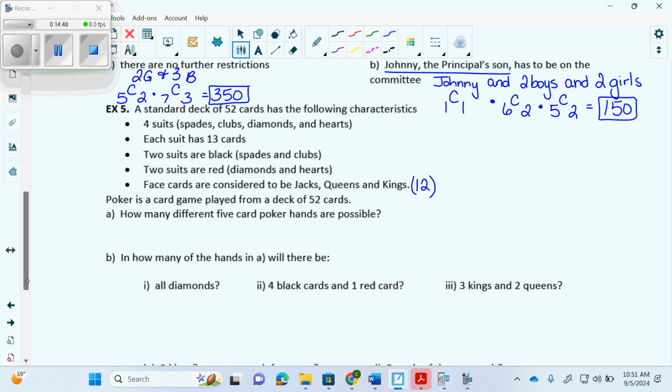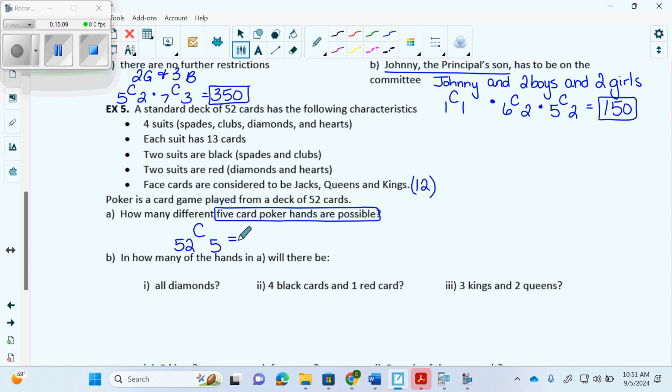How many different 5-card poker hands are possible? How would I do this? How many do I have to choose from? 52. Because it doesn't say hearts, diamonds, black, red, queens, kings. It doesn't say anything like that. It just has 5-card hands. So I get all the cards, 52, and I choose how many? 5.